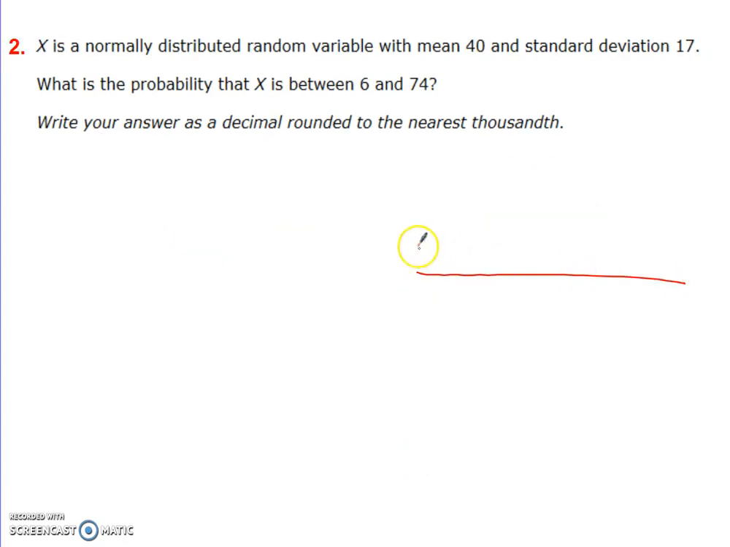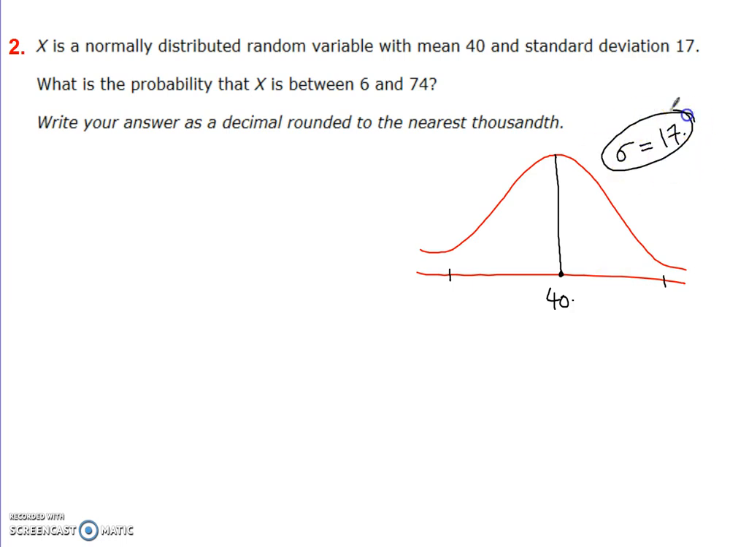X is normally distributed. Whenever you see normal, you draw the bell curve. Mean is 40, so you put 40 right in the middle. And we know that the standard deviation is given to be 17, so we're going to put standard deviation is equal to 17. So from 40, we have to find what is the probability that x is between 6 and 74. So 6 is less than 40, so I put it on the left. 74 is greater than 40, so I put it on the right.